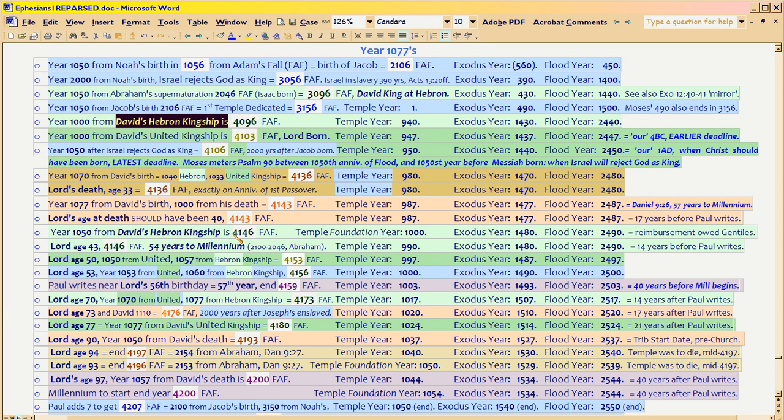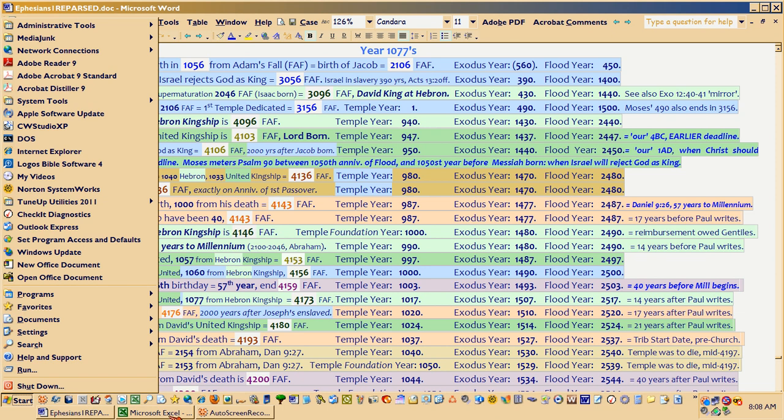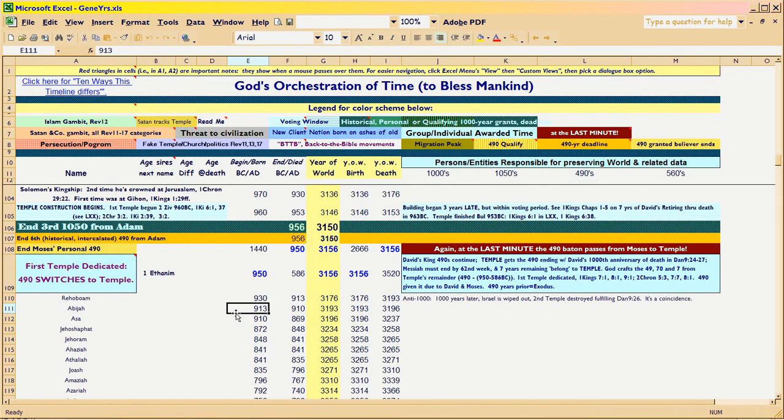David's Hebron kingship, 1050 from it, is 4146. So Solomon starts the temple in 3146. Okay? Because Christ is supposed to be born and the temple is supposed to be standing. Christ is what the temple depicts. Now my problem with this part here is this is going to give rise to the change. Abram's supermaturation 54 years before 2100. 54-year credit. But Solomon delayed starting the temple until 3146. I don't know if I'm, you know, I've been doing this for so long, it's easy for me, but it might be hard on you.